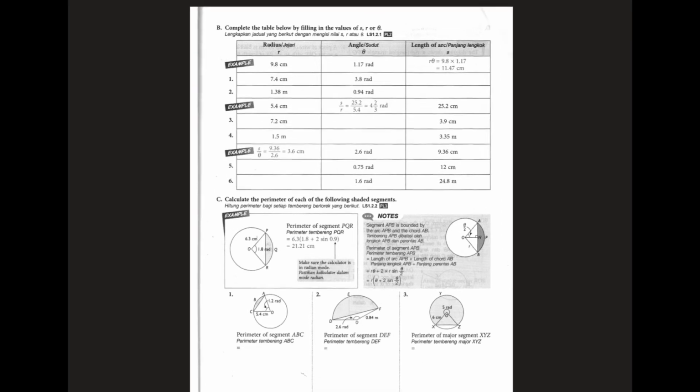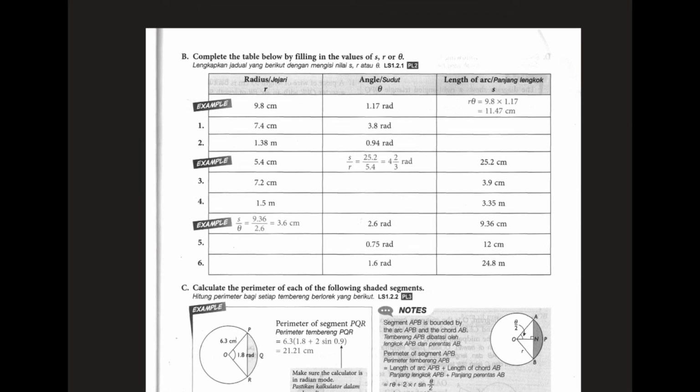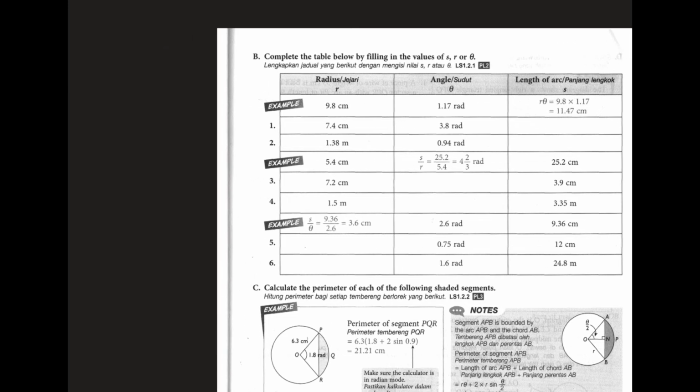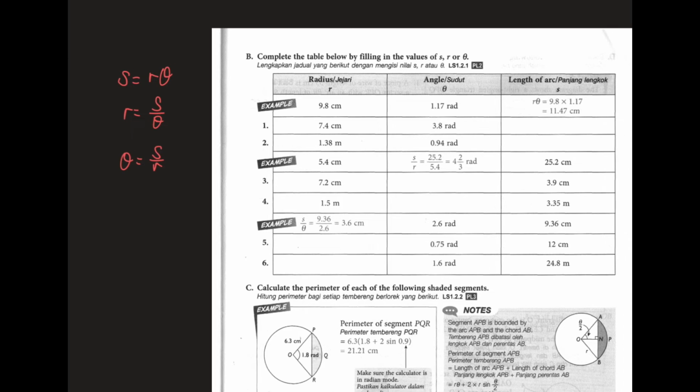Okay, now let's see here. Like what I mentioned just now, our formula is S equal to R theta. So you can just rearrange it to R equal to S over theta, or theta equal to S over R, to find out R and theta.